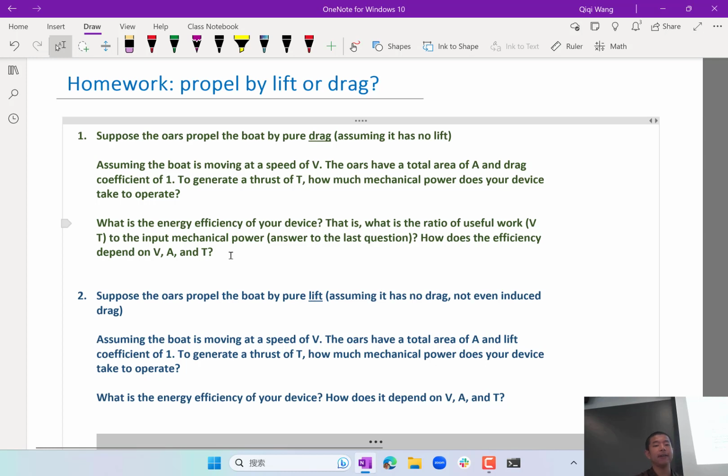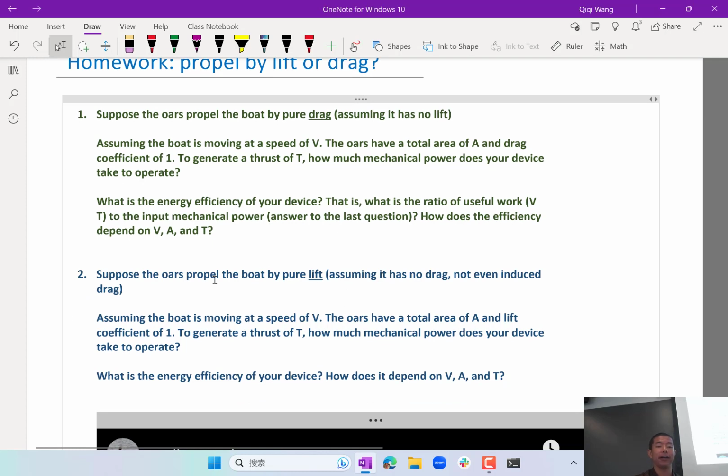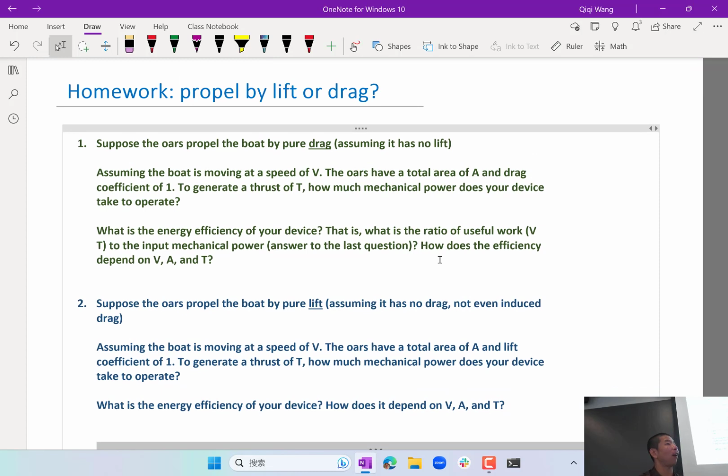And how does that depend on the velocity of the boat, the area of the oar, and the thrust required, right? That's assuming a drag coefficient of 1, and also assuming a lift coefficient of 1 in the second question, assuming the oar is purely propelled by lift. What that means is that the relative motion between the oar and water is in the perpendicular direction, right? If you think about the oar stroke, it moves out and then in, in the water. So assume it is purely perpendicular. Calculate again how much power it requires and how much efficiency you get.